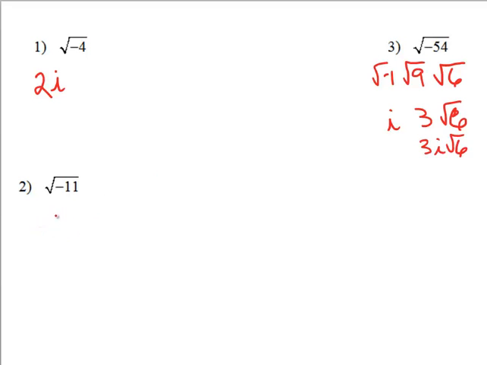Here, this is pretty straightforward. I have the square root of 11 and the square root of negative 1. And that's how I'm going to write it. This is a really, really easy step.